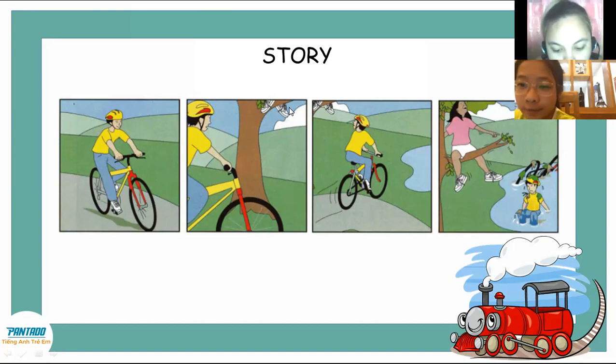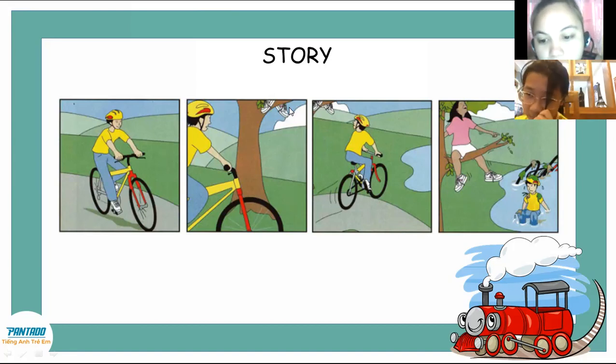Picture one, one man is riding the bike. Mm-hmm. And he rides next to the tree and he looks at the tree and he rides to the... What? You can see it. Don't worry, I'm just waiting here. Again. Oh, you start with the second picture.